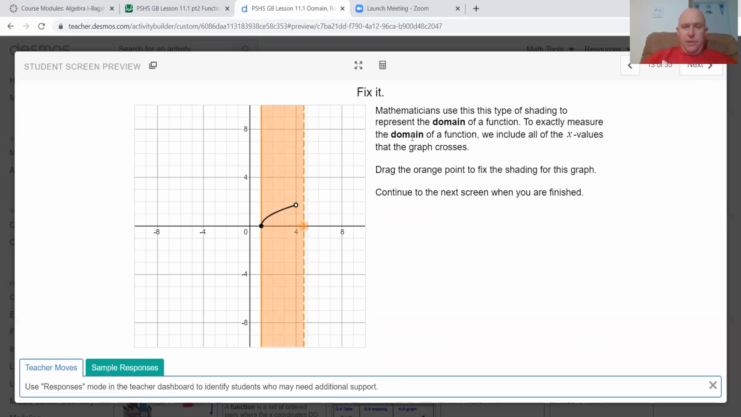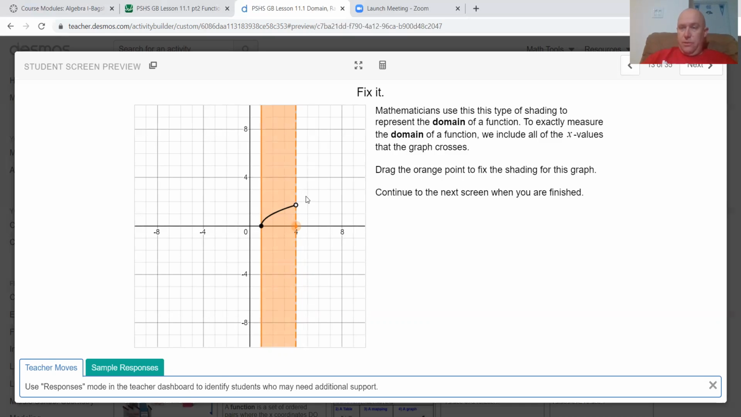Mathematicians use this type of shading to represent the domain of a function. To exactly measure the domain of a function, we include all of the x values that the graph crosses. So this uses that same idea that I was talking about a second ago. Basically, I want to read down to the graph. So my right-hand side of the graph, I can see clearly is 4. I don't know how accurate I can do this. The left side is clearly 0. So I'm making sure I trap everything within these x values here. So I can see it's between 1 and 4.